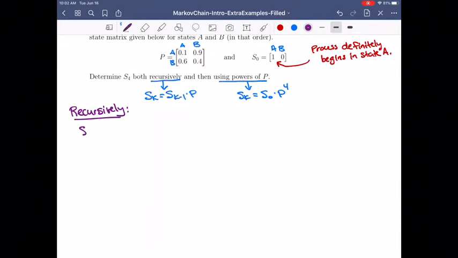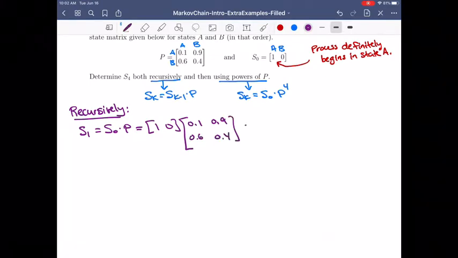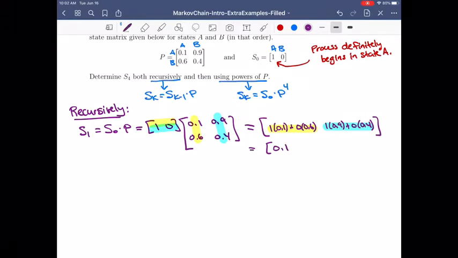Okay, so we'll start with S1. That's going to be S0 times P. So that's 1, 0 times 0.1, 0.9, 0.6, 0.4. Now when we do this, we take this row by this column. That's going to give us the first entry. And then we take the same row with the second column, and that gives us our second entry. So here we're going to have 1 times 0.1 plus 0 times 0.6. And then we're going to have 1 times 0.9 plus 0 times 0.4. So S1 is going to be 0.1 and 0.9.